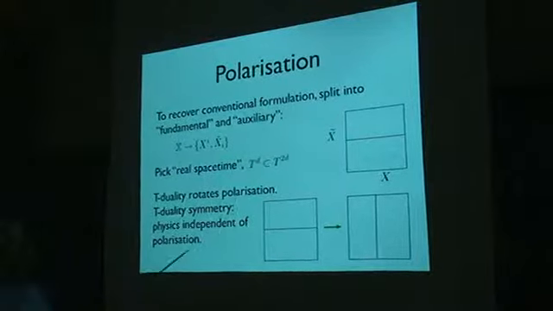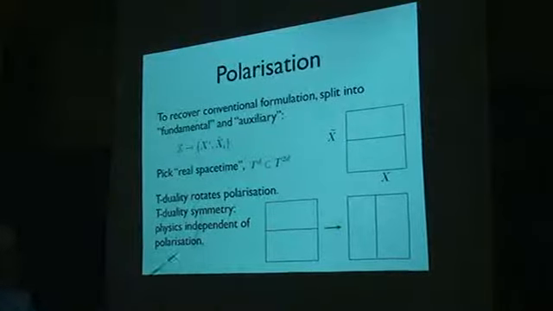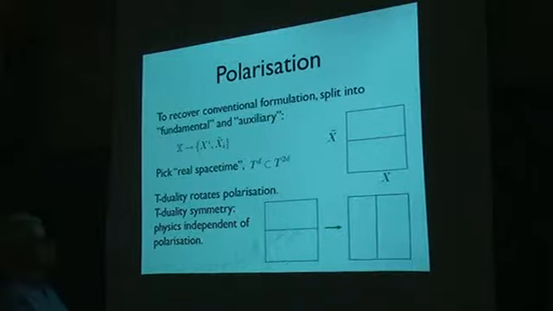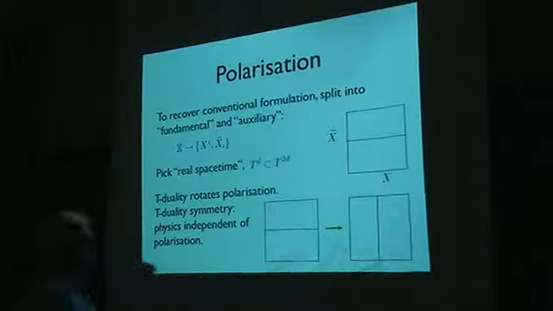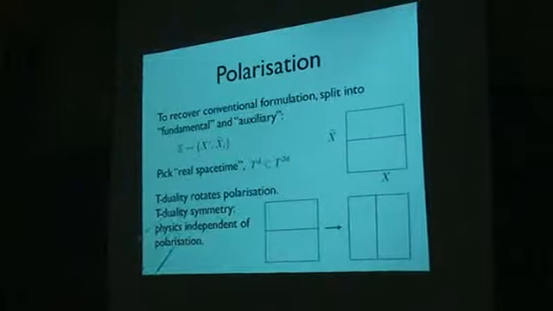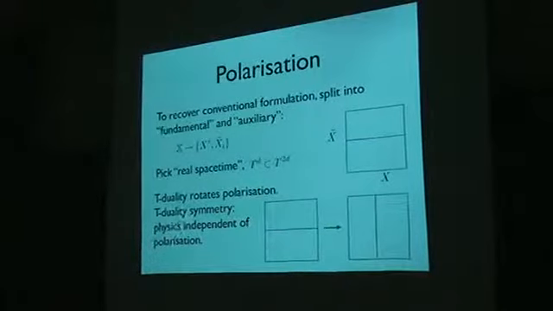And T-duality acts to rotate the polarization. So instead of choosing the x's as the real space-time, we could have the x tildes as the real space-time. And the T-duality symmetry means that the physics should be independent of which half we choose as the real degrees of freedom.